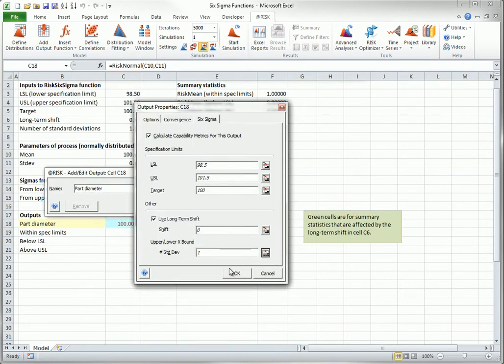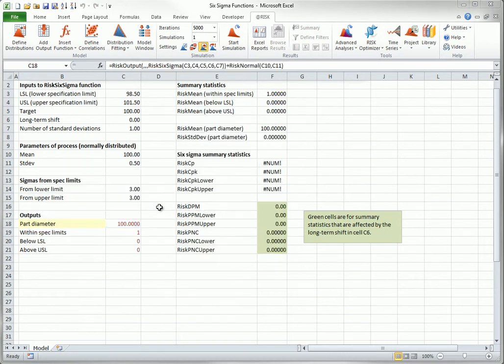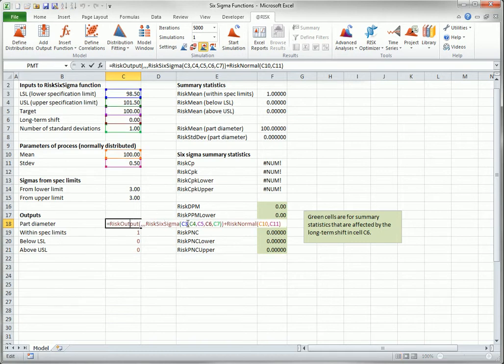Actually, the italics indicate that these values are cell references, as you just saw. And the value in cell C7 actually has no effect on any of the results shown in this video. Its role is quite limited. You then see that the RiskOutput function in cell C18 includes the property function, RiskSixSigma, with those parameters. This addition of the property function has 2 consequences. First, when you run the simulation and then browse the part diameter cell, you will see the LSL, target, and USL superimposed on the graph.